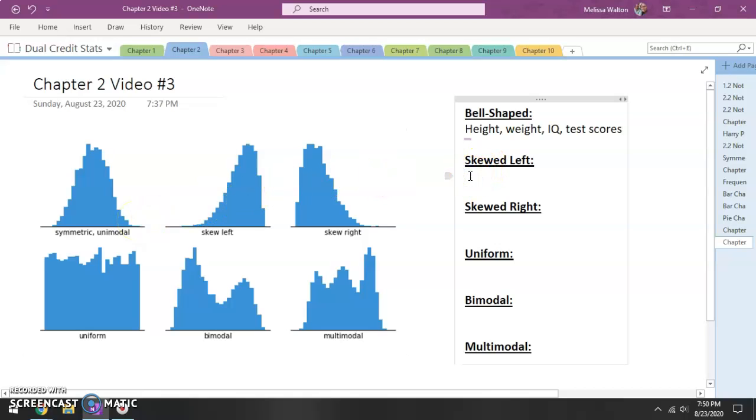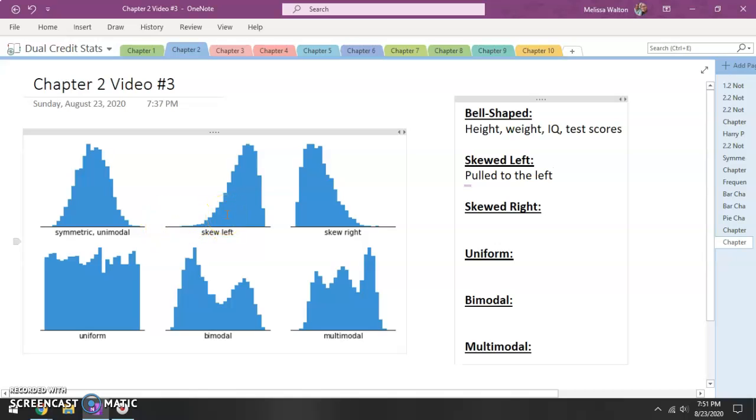All right, so skewed left, that is this one right here. Now, skewed, you always want to think about what direction it is being pulled in. So this one is being pulled to the left. Most of these items are here on the right, but it's almost like somebody is pulling the tail of a cat and you're pulling it to the left.